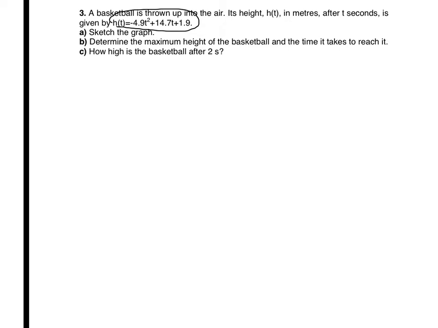Okay? To plot the graph, I'm going to find the vertex of the equation, so I'm going to say v sub x is minus b, which is minus 14.7, divided by 2a, which is 2 times negative 4.9. If you simplify this one, you get 1.5. Okay, so the maximum occurs after 1.5 seconds.